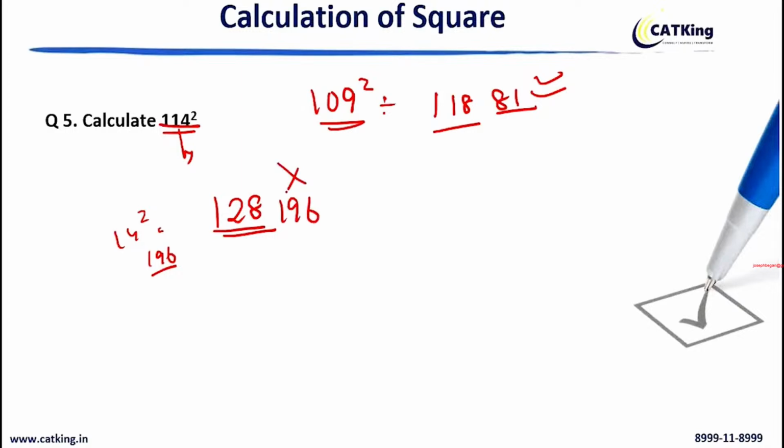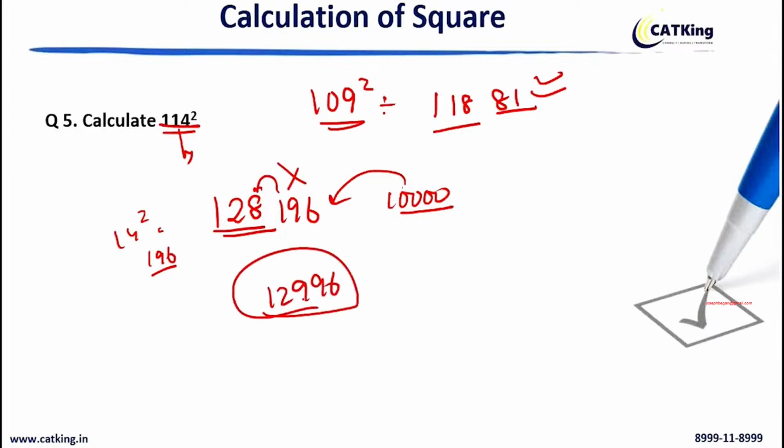No, again the same concept. You have to check the range. Correct? What is 100 square? 10000. This is 100 square. This should be around this value. Correct? So I have to give 1, carry over. This is 12996. That is your answer. As simple as that, guys.